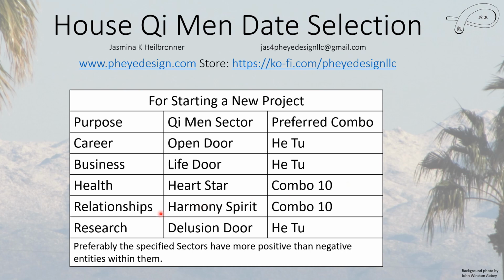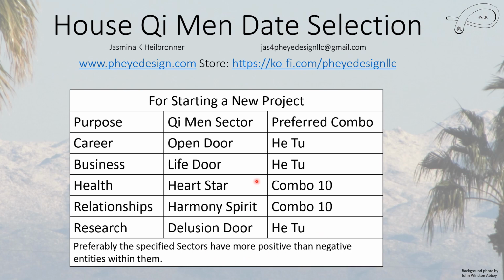If it's relationships, the best one is the harmony spirit sector, and again, you'd use the combo 10. And if you're doing research, if that is your job and you're starting a new project, then try to find the delusion door and use the HER2 as a date. Although usually in research, if you're starting a new project, you don't have much time to waste. So this is only useful sometimes.